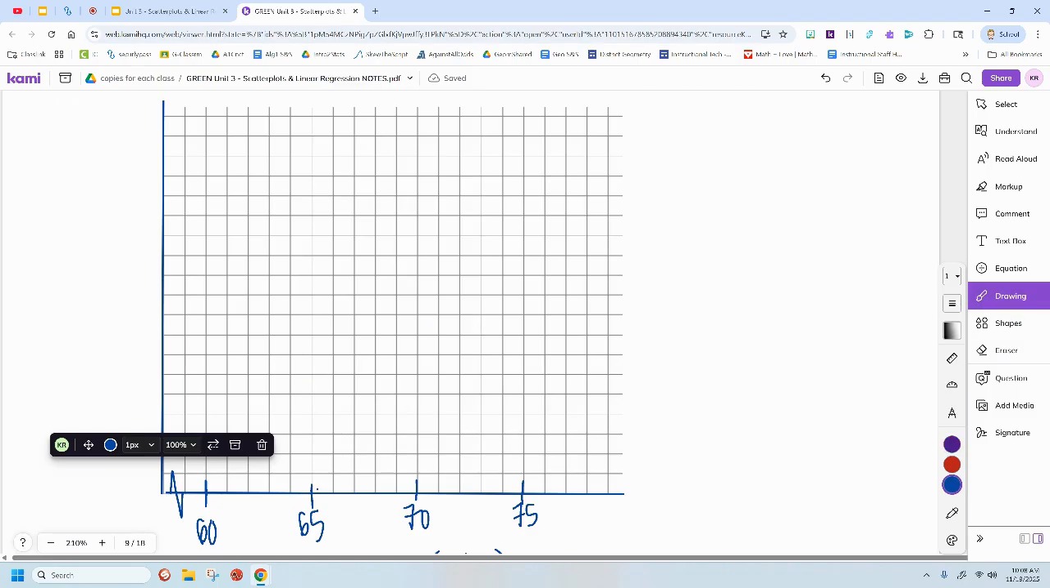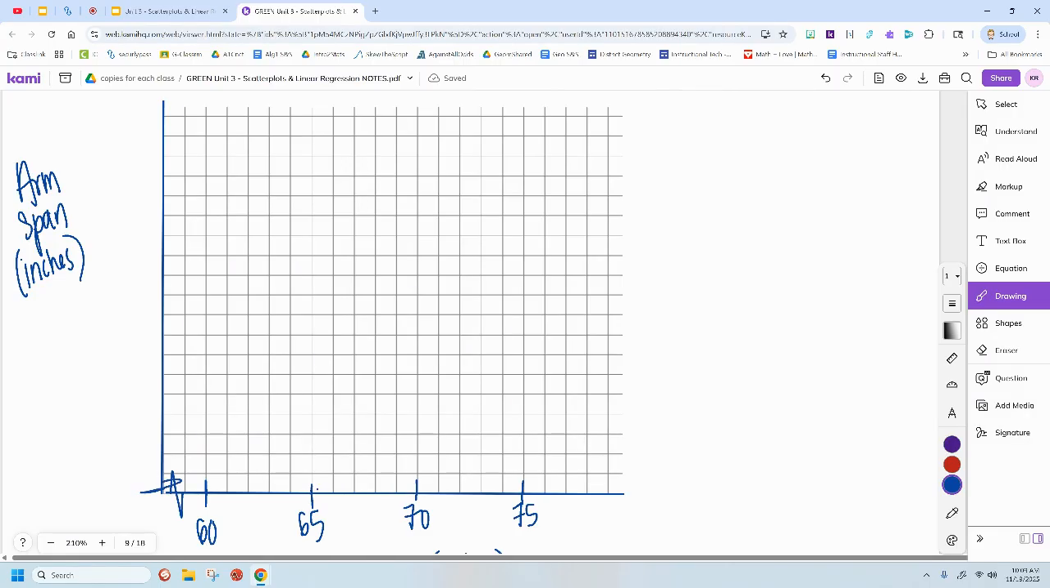This is arm span in inches. And this one I need to be a little bit more careful on to see how I should count it off. I definitely want to put a break in that axis, so I'm going to go ahead and do that. So the breaks are overlapping with each other, and that's okay. It doesn't have to be super neat.